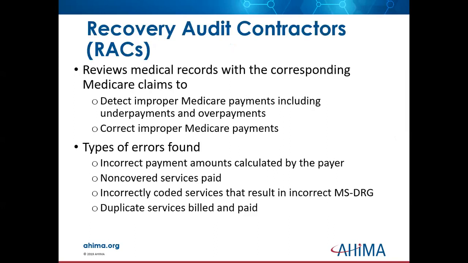A relatively new area is the recovery audit contractors. These are essentially a collection agency. So what they do is they review medical records with Medicare claims to detect any overpayment. That's basically what they do. And some of the things that they find are incorrect payment amounts calculated by the insurer, non-covered services paid, incorrectly coded service that results in a wrong principal diagnosis or principal procedure, or major comorbidity being miscoded, which alters the MS-DRG. And then the other thing that frequently we see are duplicate services being put on a claim form, billed, and paid.